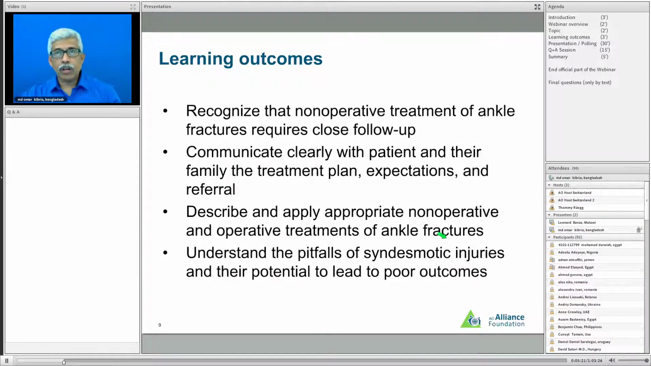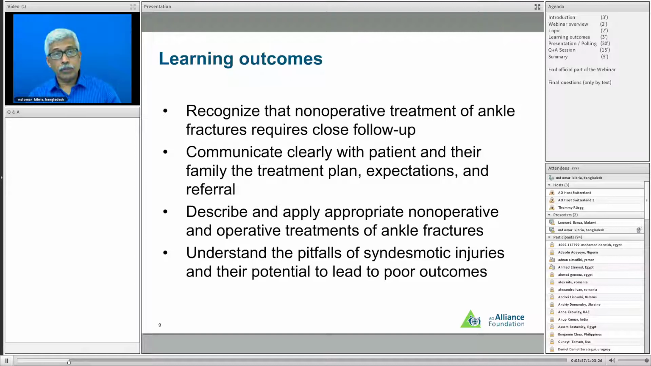After today's talk, we'll have a learning outcome. You'll be able to recognize that non-operative treatment of ankle fractures requires close follow-up. You should be able to communicate clearly with the patient and the family the treatment plan, expectations, and the referral system. That means when needed, the patient must be referred to a higher center for proper treatment. You should be able to describe and apply appropriate non-operative and operative treatments of ankle fractures. That is the key goal, that you must know when to operate and when not to.